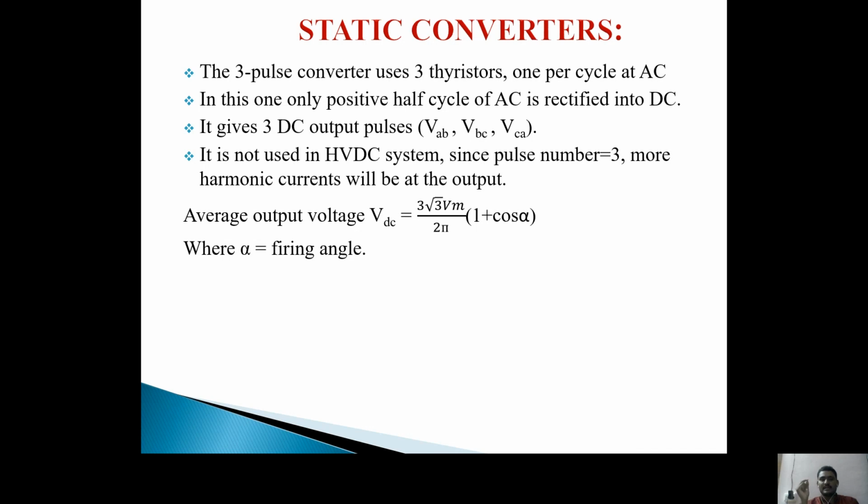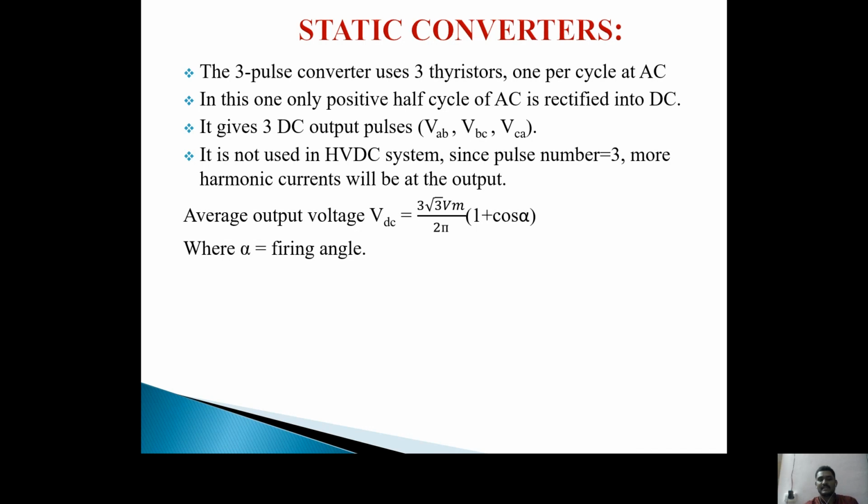I am directly writing the average output voltage of the 3 pulse converter: VDC is equal to 3 root 3 Vm by 2 pi into (1 plus cos alpha). Here alpha is the firing angle. This is for the 3 pulse converter.